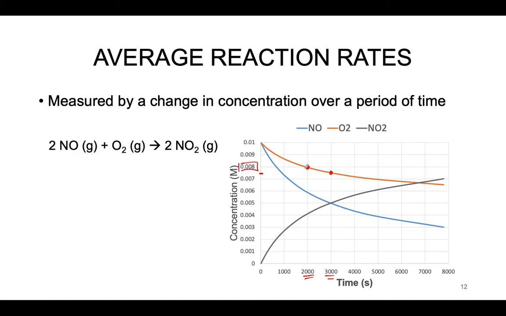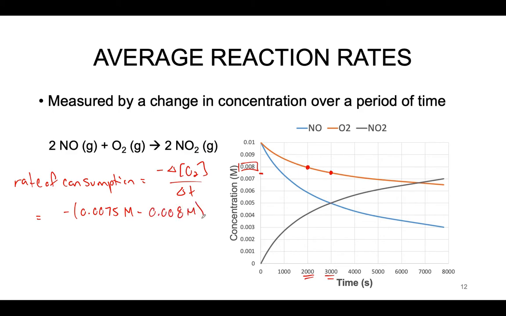So we're going to take these concentrations and insert them into a rate of consumption equation for our oxygen. So we're going to be observing the negative change in concentration of oxygen divided by a change in time, inserting the values that we just picked out from the graph. So a negative starting concentration of approximately 0.0075 molar minus the 0.008 molar.